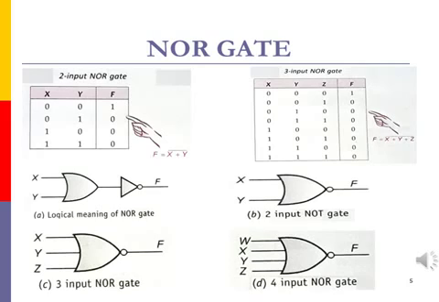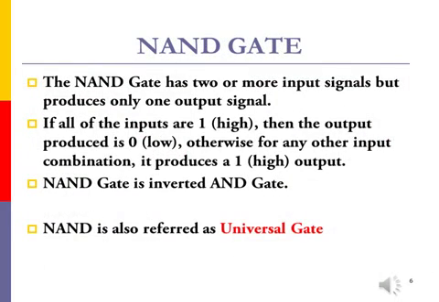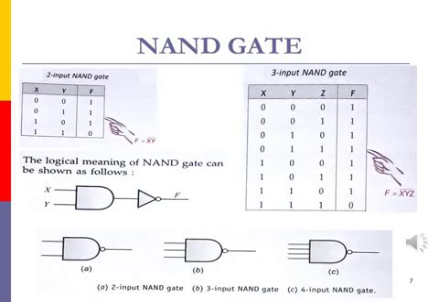In a similar way we can apply this concept for the 3 input NOR gate and 4 input NOR gate. The NAND gate has 2 or more input signals but only one output signal. If all the inputs are high, then the output produced is 0. So it is nothing but the inverted form of the AND gate. The NAND gate truth table is given. It may be for either 2 input or 3 input. If all the inputs are high, the output will be 0. If any one of the inputs is low, the output will be high.